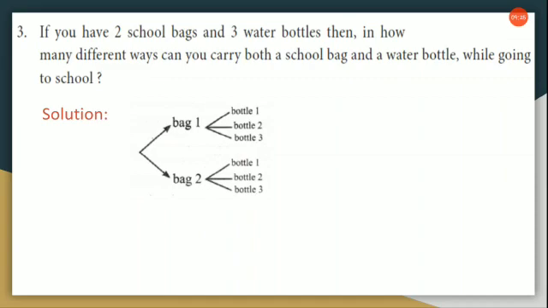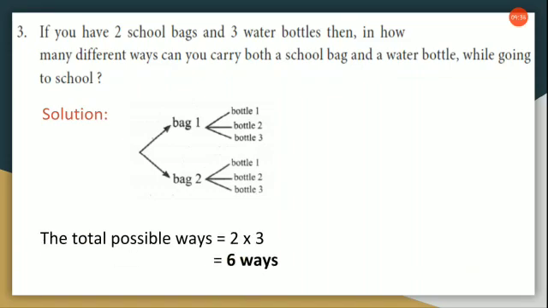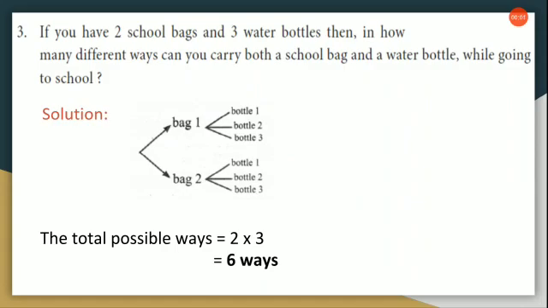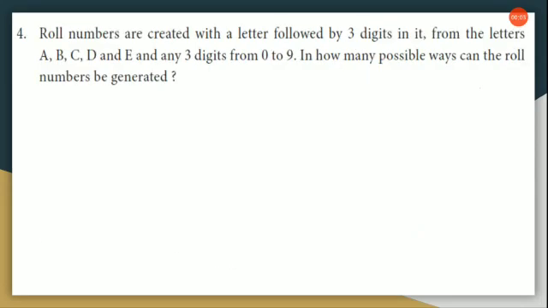Now, first, these are the choices. I have just given it as a pictorial representation. Okay, if you are not drawing this also, it is fine. This is just for your understanding. So, the next step, the total possible ways is equal to 2 into 3, which will give you 6 ways because of the word and. If they are asking you school bag or a water bottle, you will be adding. But it is given and, so we are going to multiply. Is it clear? Next, look at the fourth question.